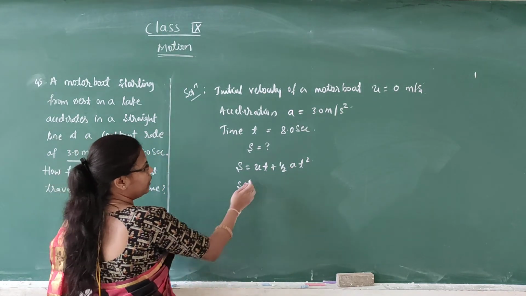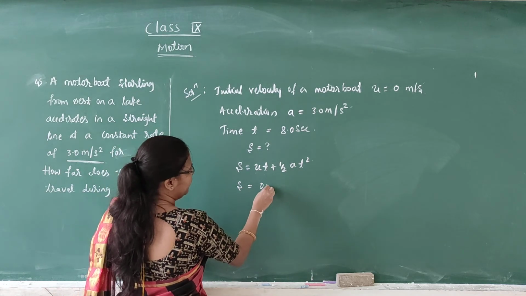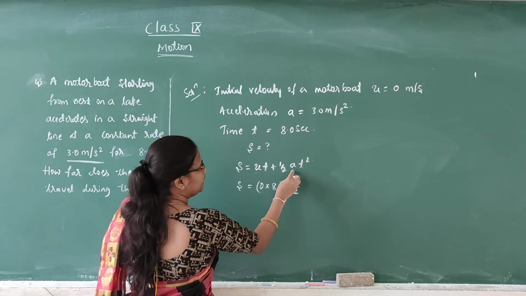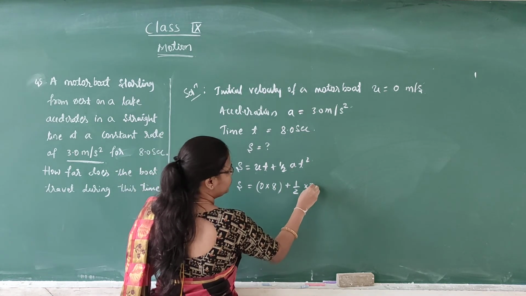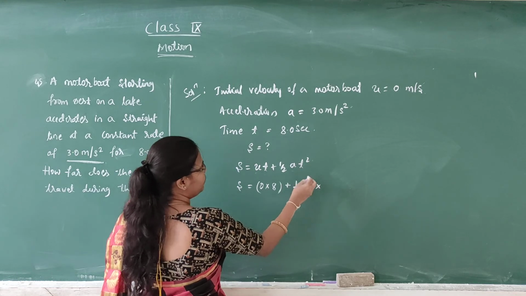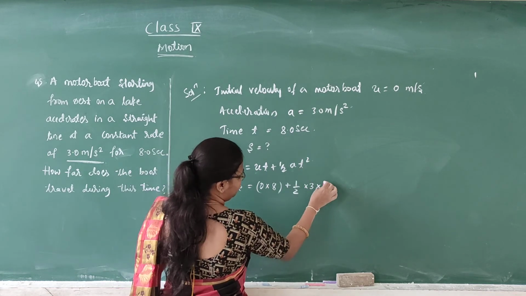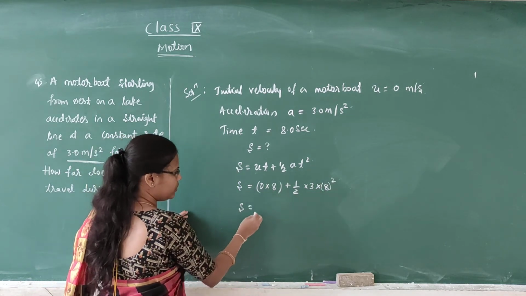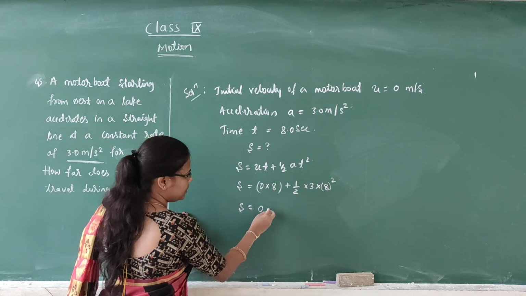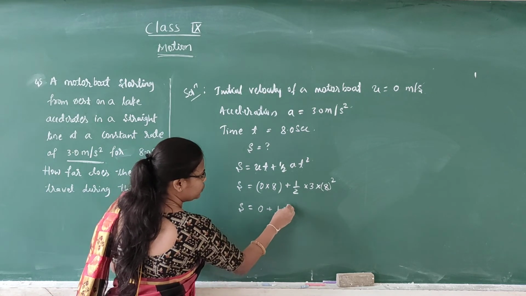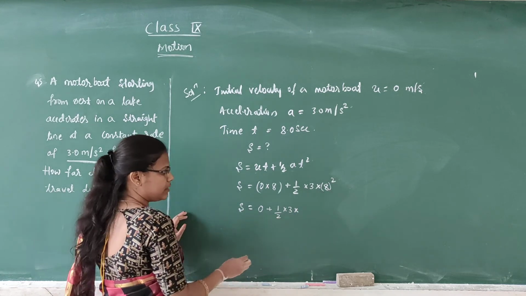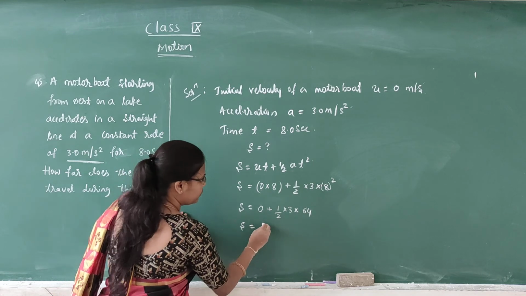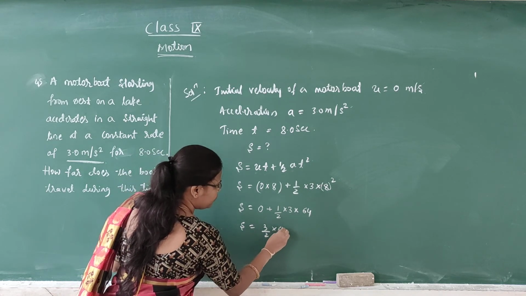The u value is 0 into time t is 8, plus half, a value is 3, into time t value 8 whole square. So s is equal to 0 into 8, which is 0, plus half into 3 into 8 square, which is 64. So s is equal to 3 by 2 into 64.